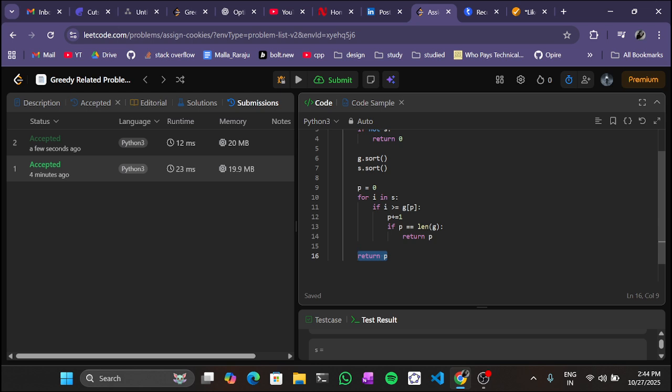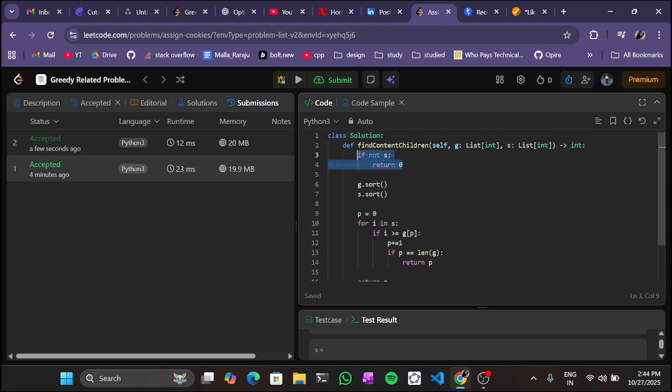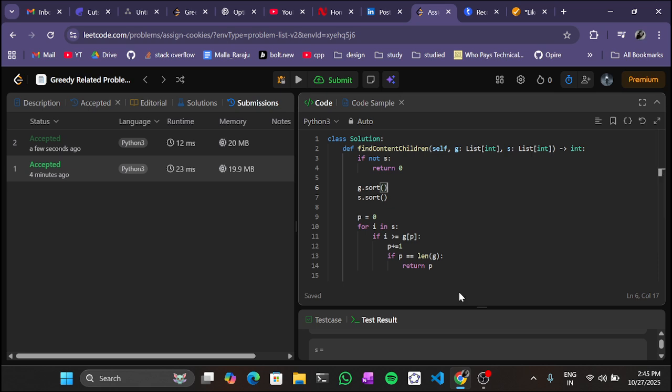So that's it, guys. I hope you understood the intuition. And this is the edge case, which I think we don't even need, but let it be. It will avoid sorting both. So I hope you guys understood the intuition.